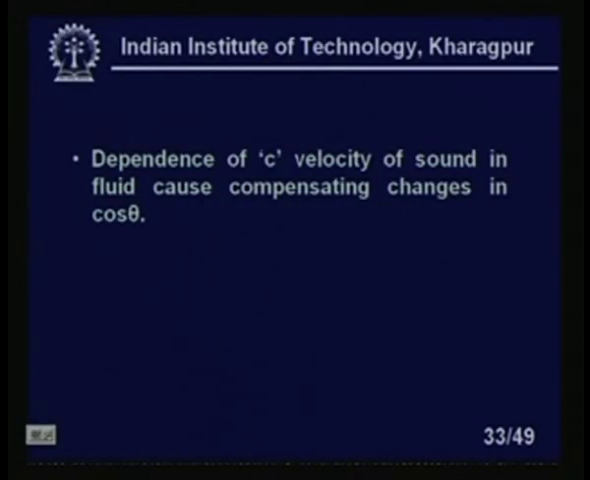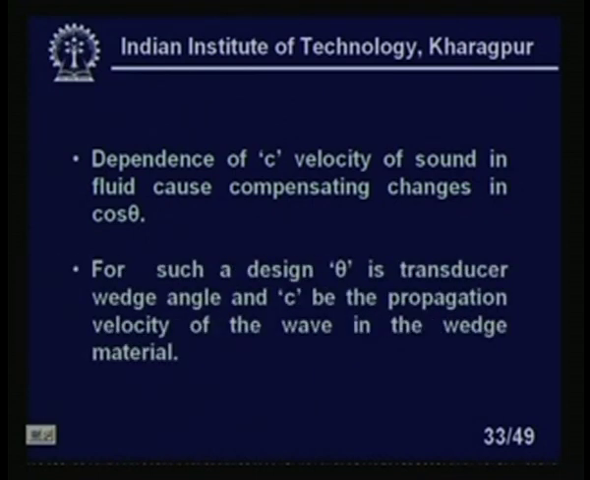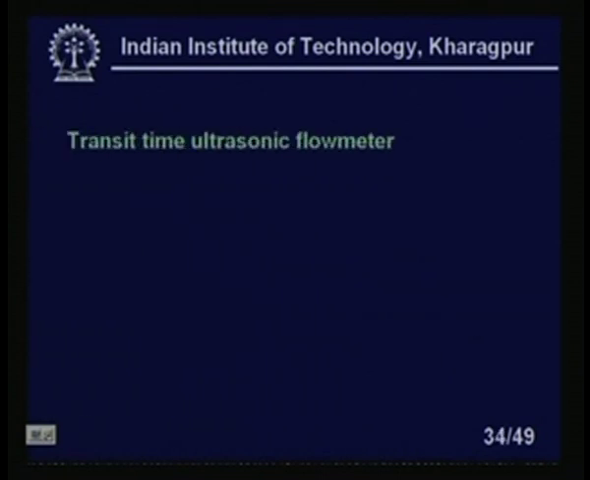Dependence of C, the velocity of sound in the fluid, causes the compensating changes in cos theta. For such a design, theta is the transducer wedge angle and C is the propagation velocity of the wave in the wedge material. Now, let us start to discuss the transit time ultrasonic flow meter. This flow meter has some tremendous advantages over our conventional Doppler shift flow meter. So, let us discuss that.